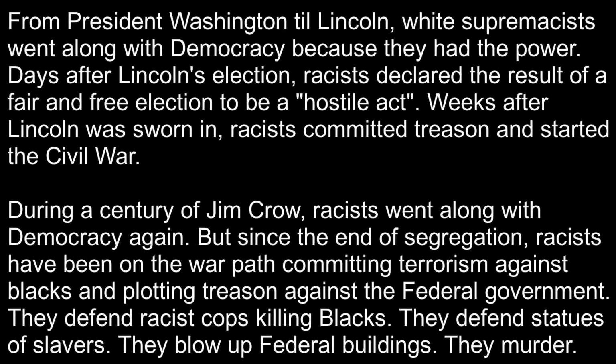From President Washington until Lincoln, white racists went along with democracy. Days after Lincoln won the election, white racists declared the result of a fair and free election to be a hostile act. Weeks after Lincoln was sworn in, white racists committed treason attacking Fort Sumter and started the Civil War. Then for nearly a century of Jim Crow, white racists went along with democracy again.